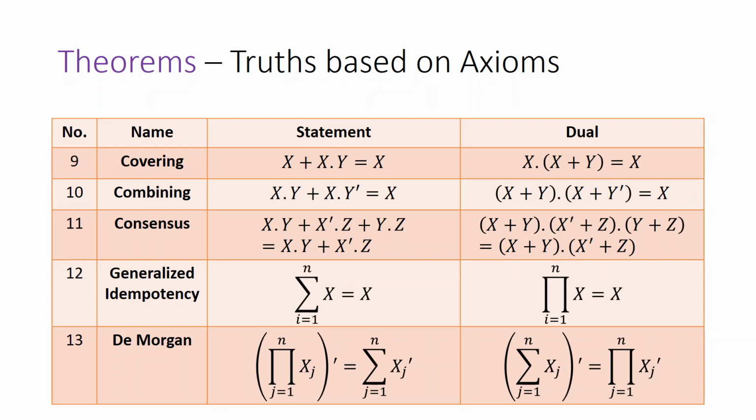Now the next set of theorems, the first one is the covering theorem. Very interesting that x or (x and y) is x. This is the covering theorem. This is very simple to prove actually. If you take x common, you will have 1 or y, and 1 or y is 1, so you get x. Similarly here x dot (x or y) will be equal to x.